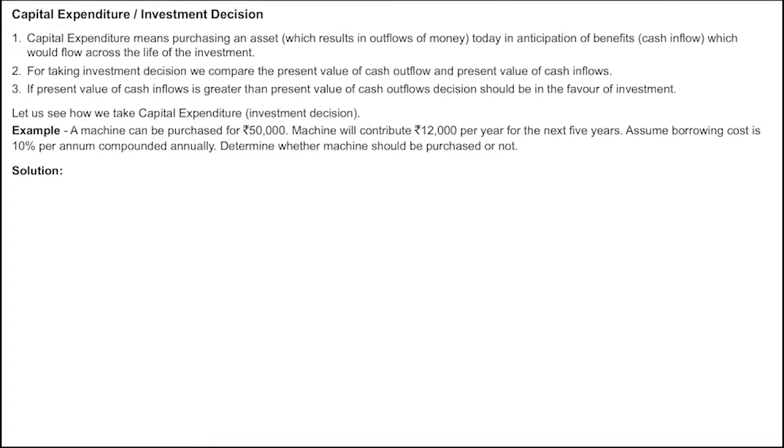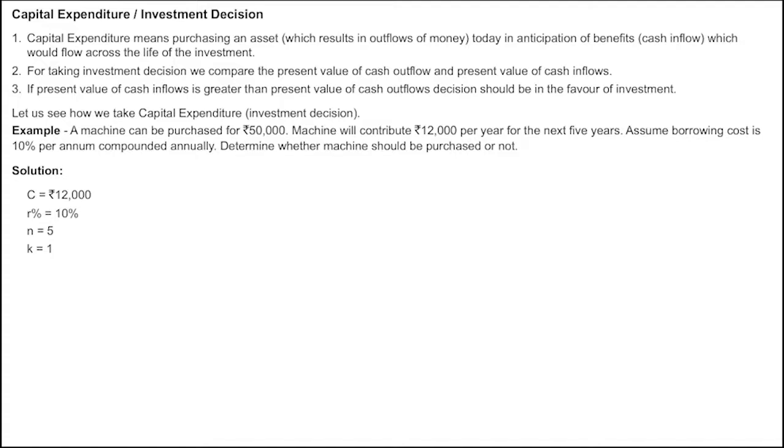Now, what is given to us? Your R is 10%. The machine will contribute rupees 12,000, so your C is 12,000. The machine will contribute 12,000 per year for the next 5 years, so your N is 5 years. It is compounded annually, so K is equal to 1.